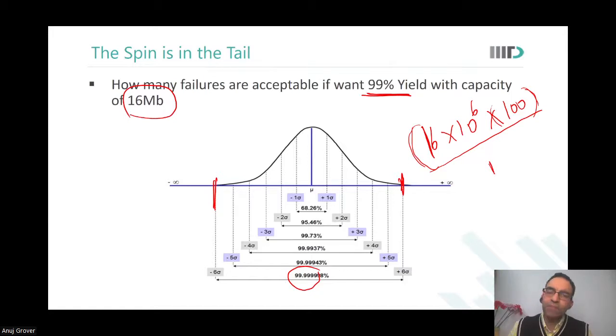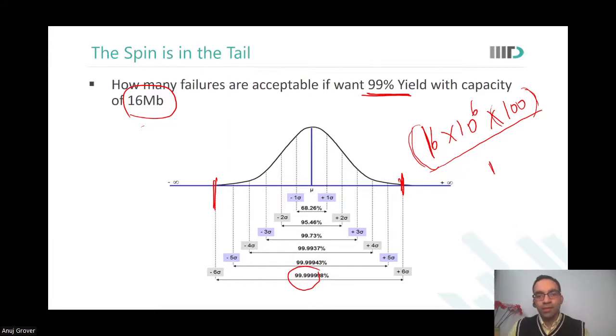If you want 99% yield, what are you essentially talking about? You are saying that in that 1600 megabit capacity, which is across 100 dies, one cell fails. Now, in that same die, there could be another cell that is failing. That will not lead to any additional loss of yield. But again, what is the probability that the second failure will also lie on that same die? 1 by 100, is it not?